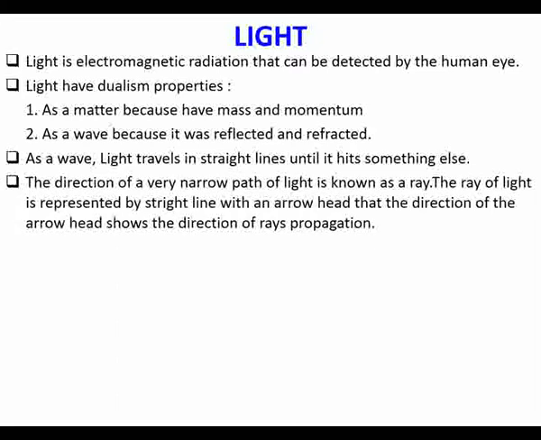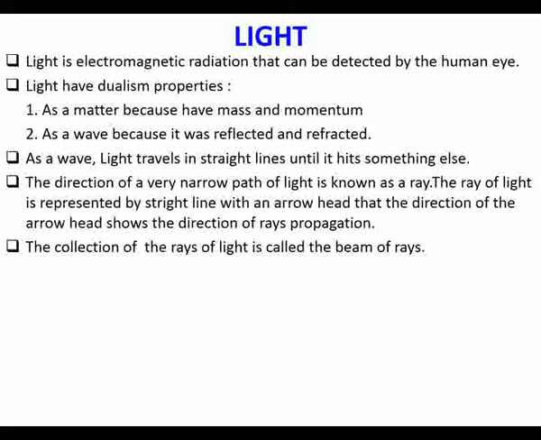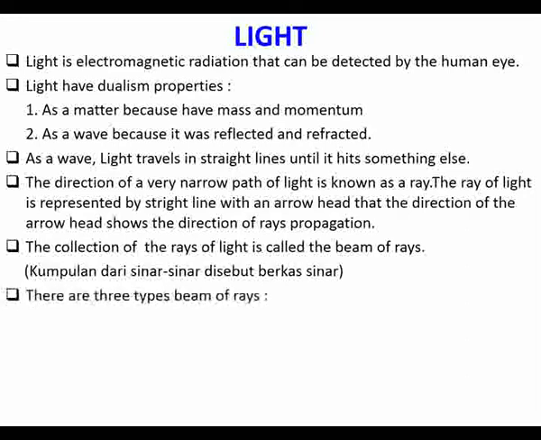The direction of a very narrow path of light is known as a ray. The ray of light is represented by a straight line with an arrow head, where the direction of the arrow head shows the direction of the ray's propagation. The collection of the rays of light is called the beam of rays. There are three types of beam rays.